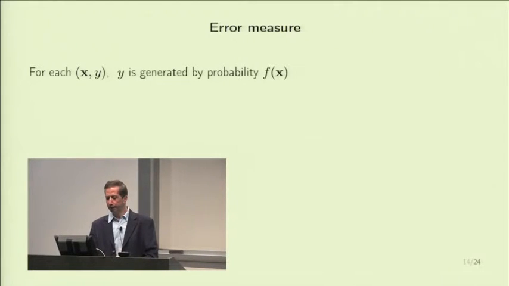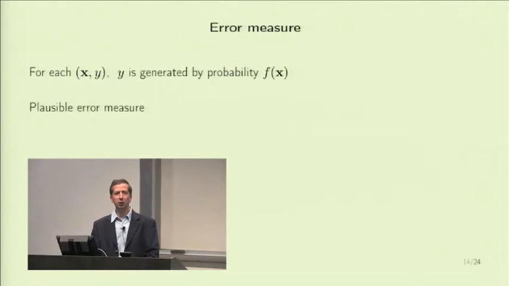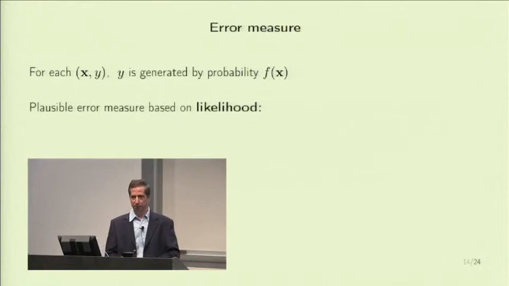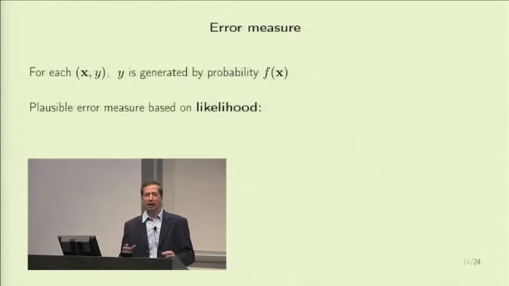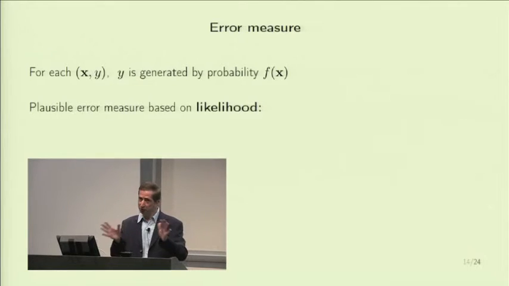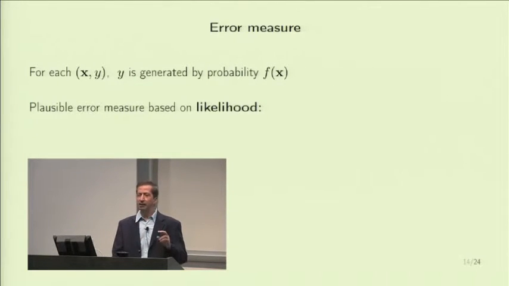Y is generated by it, okay. We have the following plausible error measure. Here is the argument. It is based on likelihood, okay. Likelihood is a very established notion in statistics, not without controversy, but nonetheless, it's very widely applied. And the idea of it is that I am going to grade different hypotheses according to the likelihood that they are actually the target that generated the data.